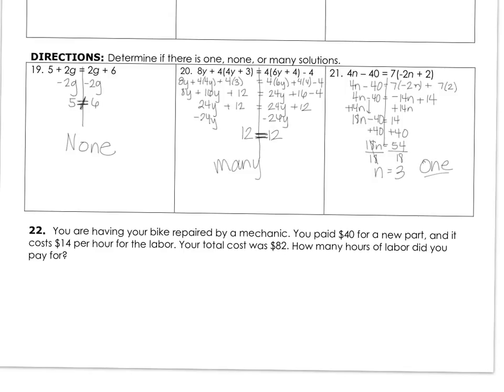So again, a lot of good work here. On number 19, your numbers did not match. So there are no solutions. There is no number you could plug into g to make that work. On number 18, there are a ton of numbers that you could plug into y and make that equation work. On number 21, the number 3 is the only number that you can plug into that equation and get it to work.